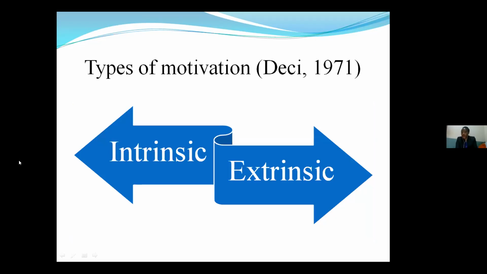So according to Deci 1971, there are two types of motivation. The first one is intrinsic motivation, and the second one is extrinsic motivation. Intrinsic motivation is when we are praising or motivating the students according to their inner, inborn characteristics. For example, when you are listening to a singer and she has a beautiful voice, then you can praise or motivate her by saying maybe, oh, you're having such a beautiful voice.